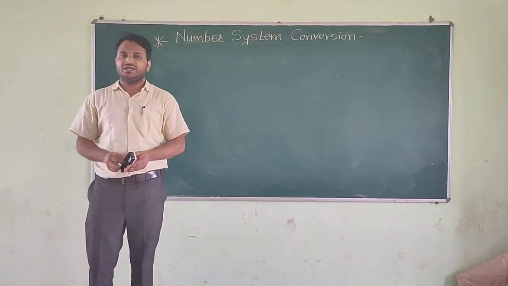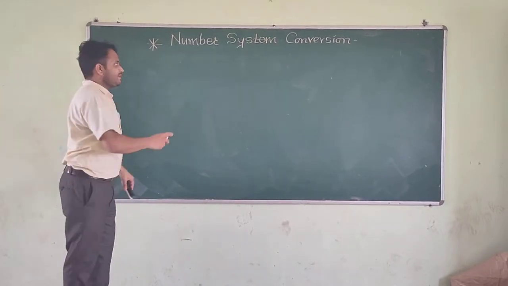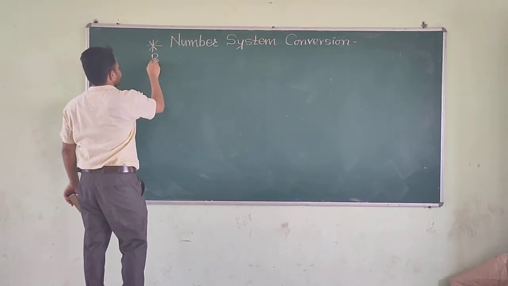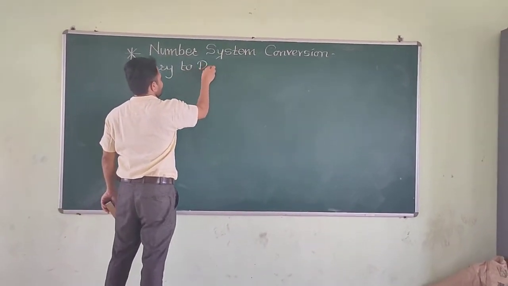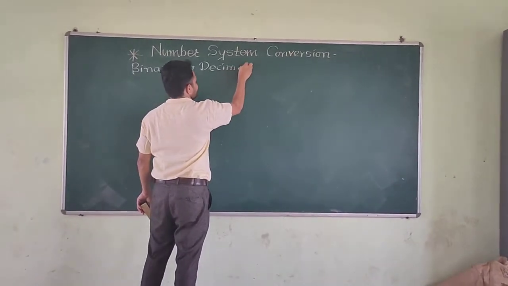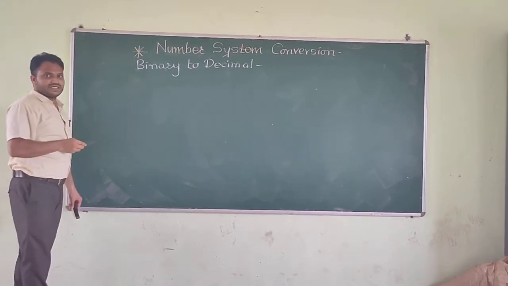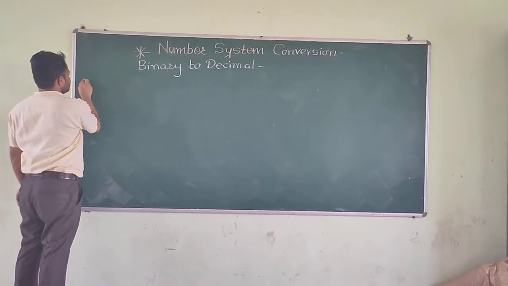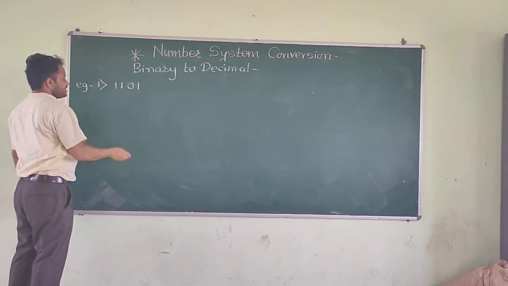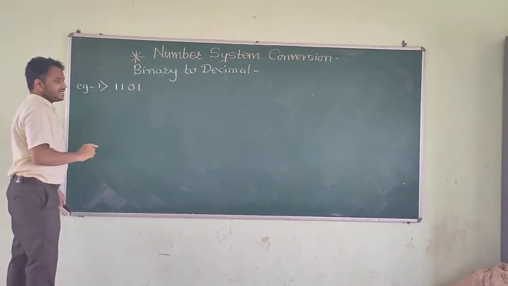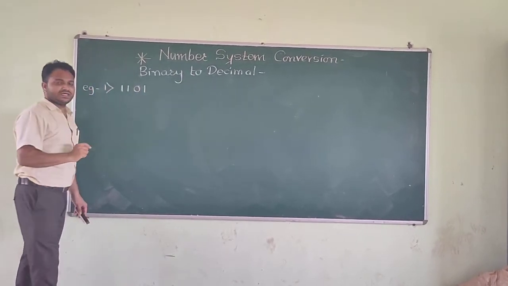Okay, hello. Today we will study the next number system conversion, that is binary to decimal. In this case, the number which is given to us is in the binary form. For example, 1101. This is the number in binary which is given to us, and it is asked to convert this binary number into the equivalent decimal number.